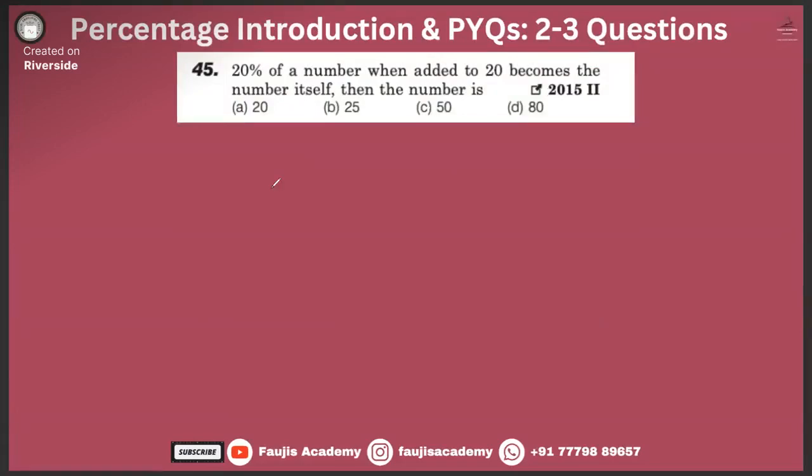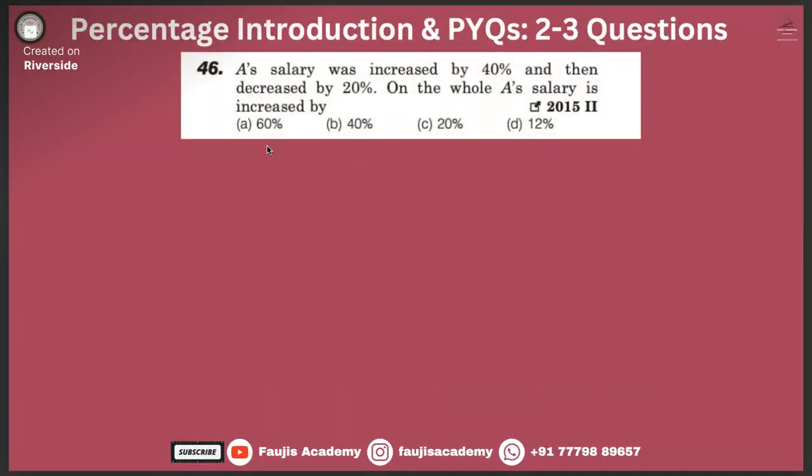20% of a number when added to 20 becomes the number itself. Then the number is... 20% is how much? 4, 5, 10, 16 is added to number itself 20. 25. Number. Which answer is correct? Shall we move? Cannot spend any more time on this.